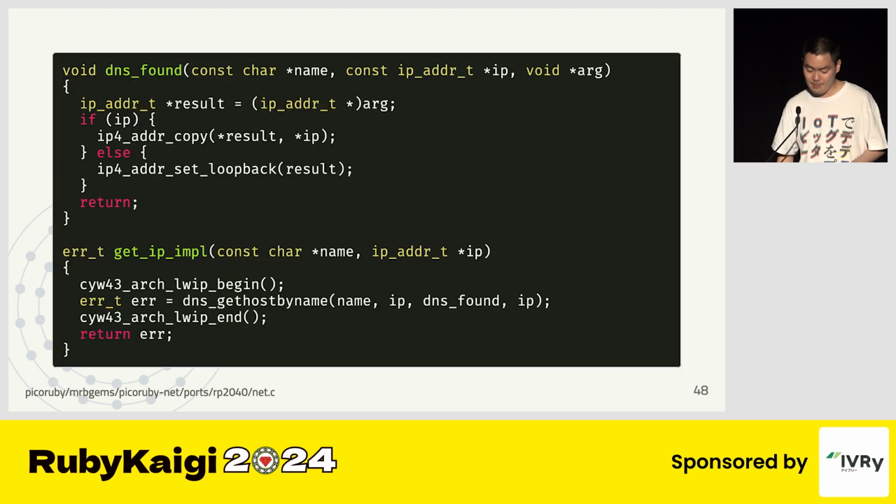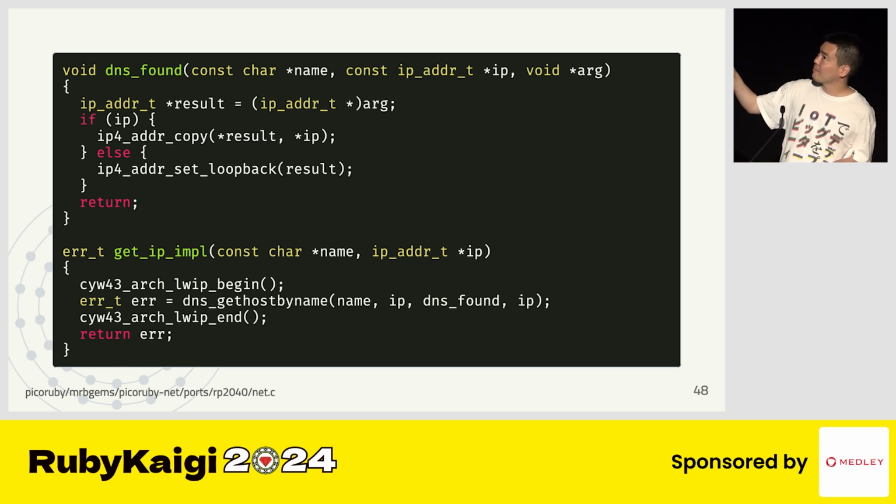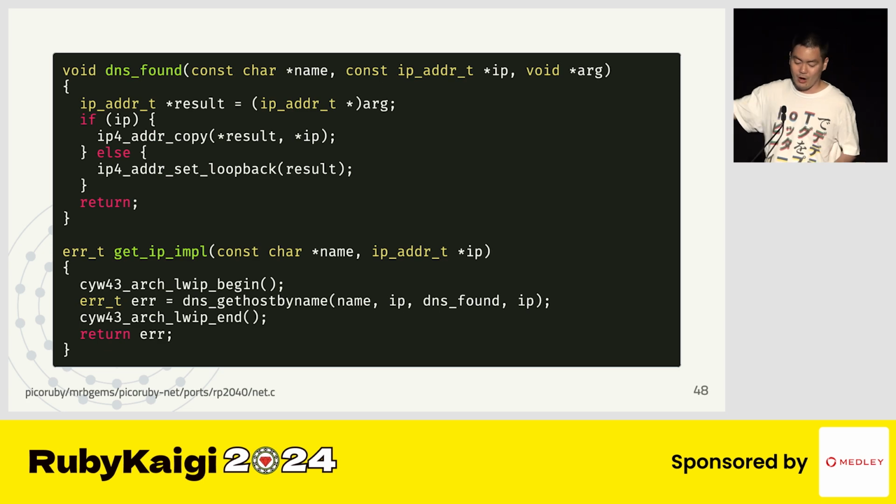So let's look at an example. The get IP info part has the DNS get host by name, which has a DNS pointer to the DNS found callback function. And when the DNS record is found, the IP address will be stored in the void arg, and we will copy that value that's stored in void arg into the IP pointer. Then the IP pointer will be returned to the main function.